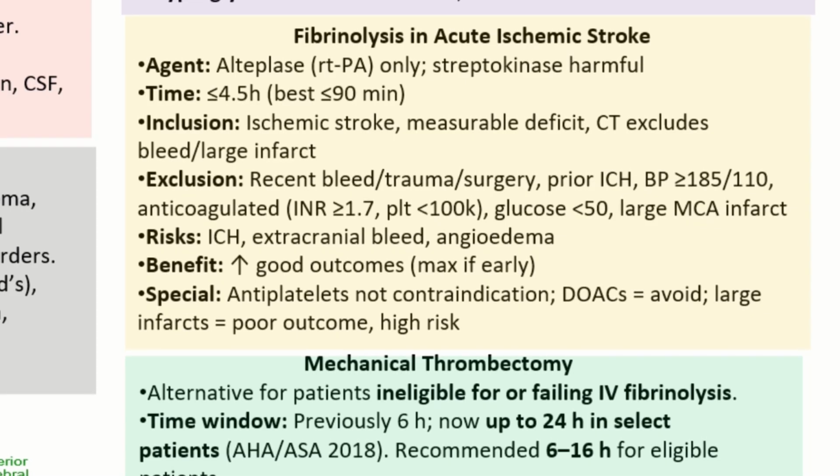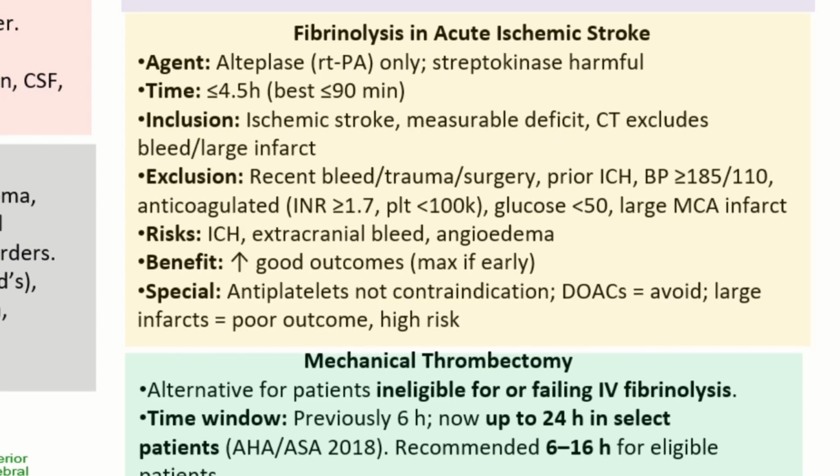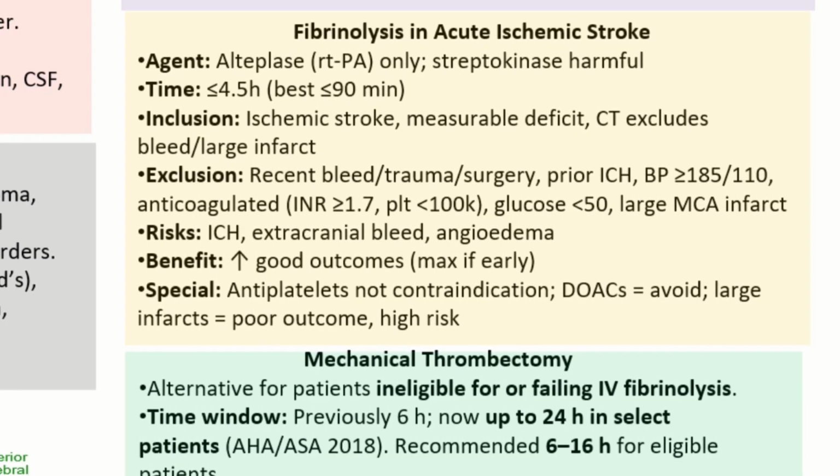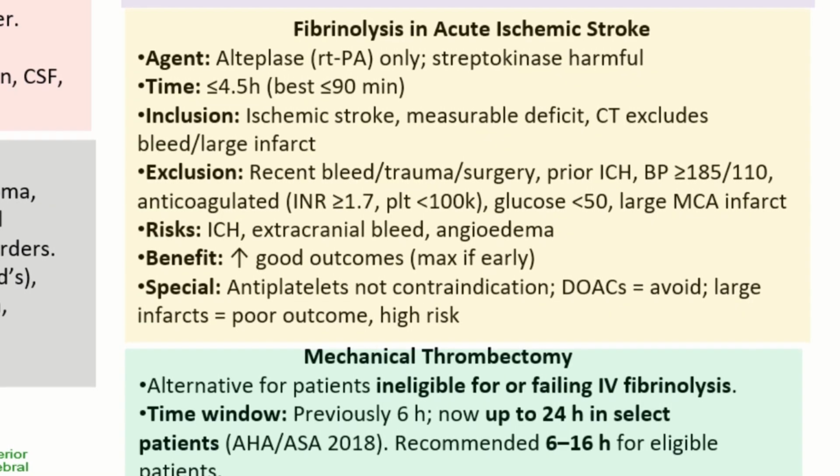So inclusion, if it's an ischemic stroke, we want to continue and give TPA. If we have a measurable deficit, we can tell which artery is actually affected. If the CT excludes bleeding or a large infarct.